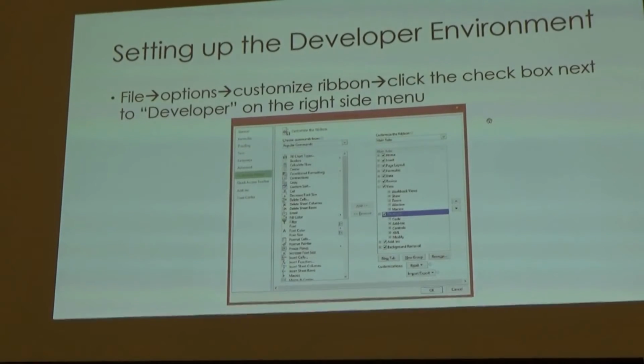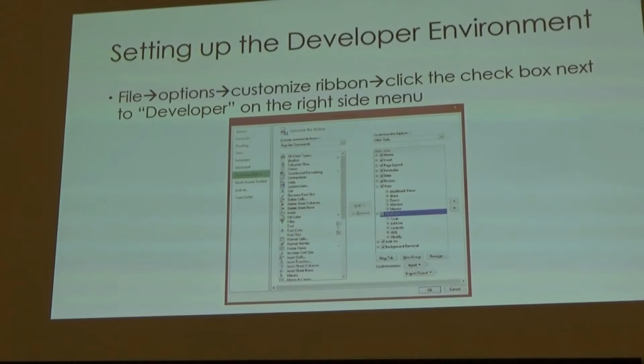So, one thing that I want you guys to do right away is to set up the developer environment. And follow these steps. Hit File, go to Options. It's the last option in that menu. And hit Customize Ribbon. And click the checkbox next to the developer one. It's the only one that's not checked. When you're done, hit OK. It's just developer right over there. It's the one checkbox that's not checked.